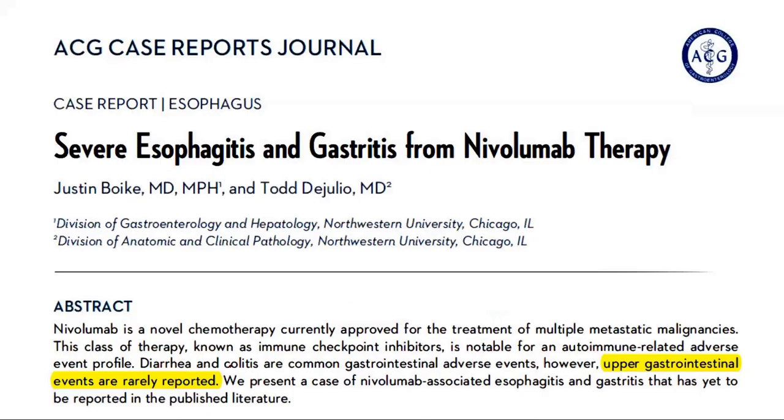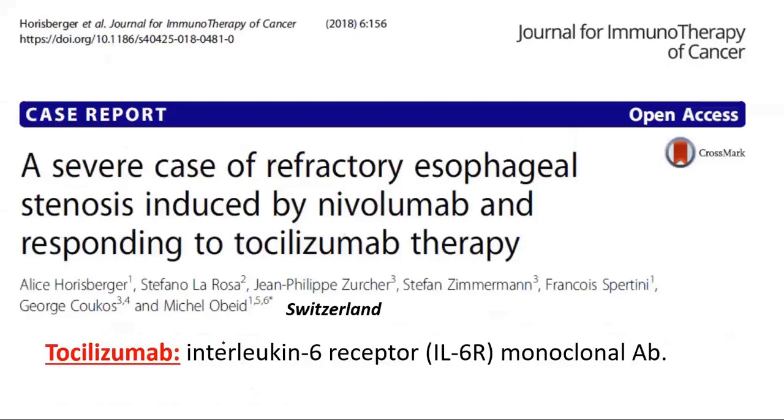Other parts of the GI tract, the upper GI tract, esophagus and gastritis, are less likely to happen, but it does happen. It's being reported. I just wanted to show it here. And there was a case report from Switzerland about refractory esophageal stenosis caused by nivolumab. The reason I wanted to show this slide is mainly to point out tocilizumab.